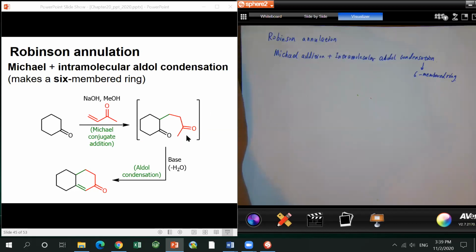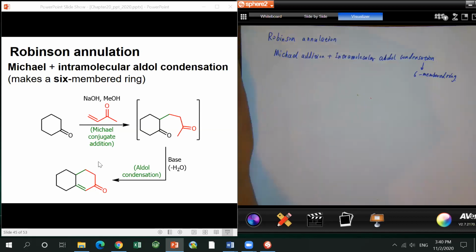Once you have done this reaction, you generate an intermediate. The original alpha beta unsaturated ketone also has an alpha carbon, this one. This one can attack the carbonyl carbon of the cyclic ketone, and then you have an aldol condensation between the two ketones, two aldehydes, whatever. That's pretty much between two ketones. This one attacks here, you generate an aldol product, followed by the condensation, and you get a six-membered ring.